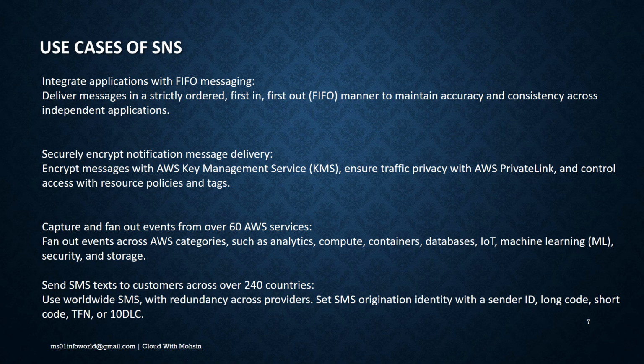The next use case of SNS is that it securely encrypts the notification message delivery. We can make use of services like AWS KMS, ensure traffic privacy with AWS PrivateLink, and control access with resource policies and tags. So with SNS we have complete control over who will be receiving the message. About PrivateLink, if you are not aware, AWS PrivateLink is related to networking in AWS. Whenever we use PrivateLink, it will use the AWS backbone network instead of the internet.